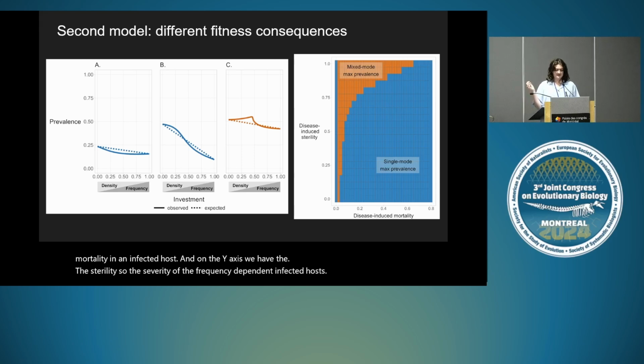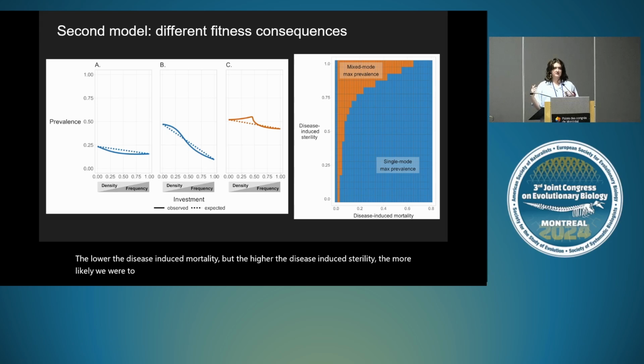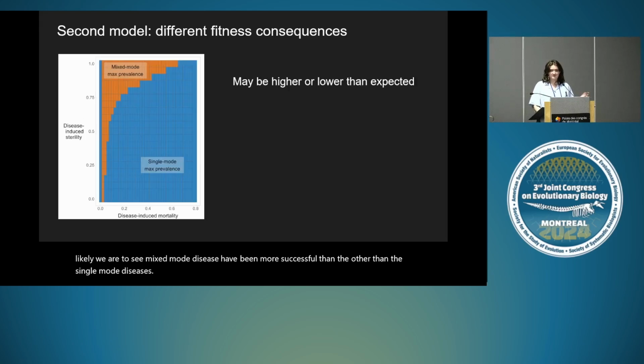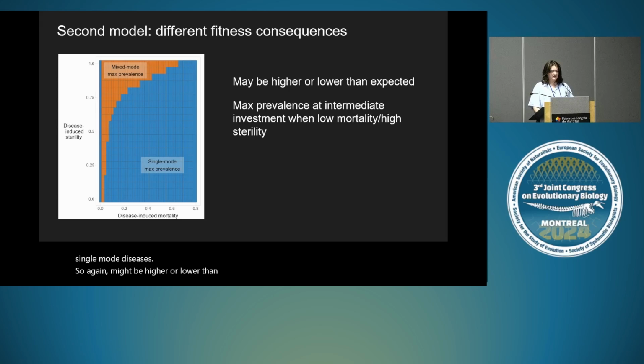And I found that the lower the disease-induced mortality, but the higher the disease-induced sterility, the more likely we were to see mixed mode disease be more successful than the single mode diseases. So again, it might be higher or lower than expected, but this maximum prevalence at an intermediate investment mode is more likely when there's low mortality and high sterility.